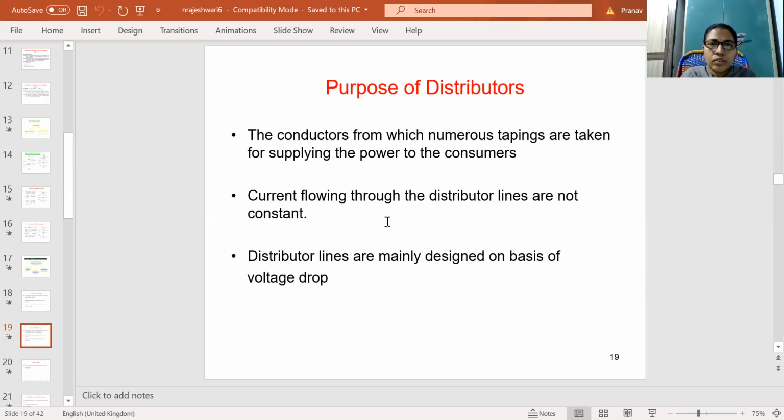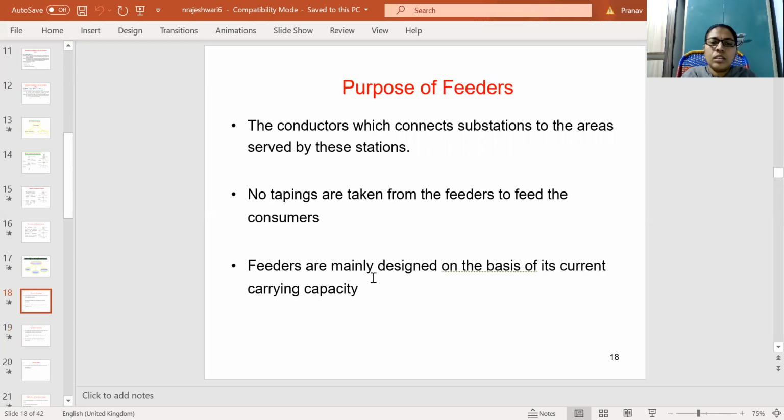In the case of a distributor, the current flowing through the distributor lines is not constant. The distributor lines are mainly designed on the basis of voltage drop. So how much voltage drop is present in the line is what distributor design mainly depends on, but in the case of feeders, the design is on the basis of current carrying capacity.